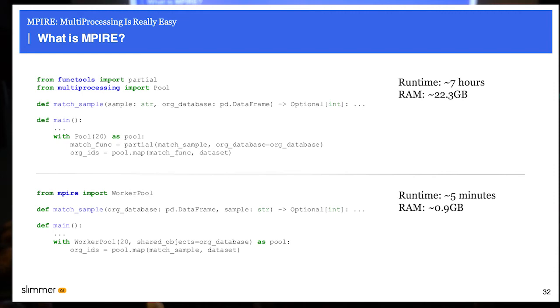So how about speed? What does it actually translate to? Well, in my example, the above took about 7 hours to run, using around 22.3 gigabytes of memory. And in the MPIRE case, it was done in less than 5 minutes, and it doesn't even take more than a gigabyte of memory. That's a pretty huge win.